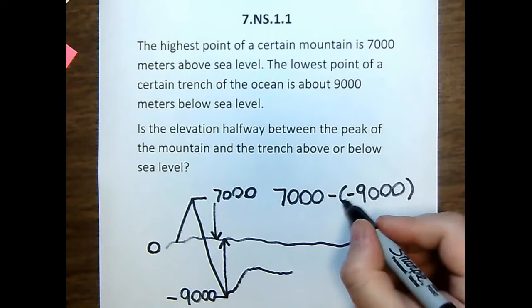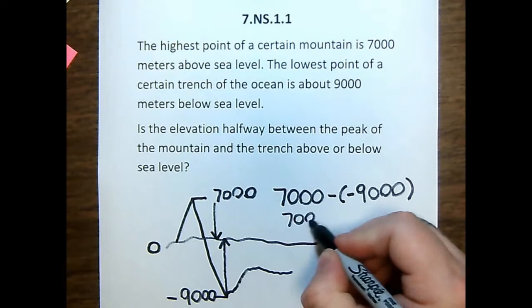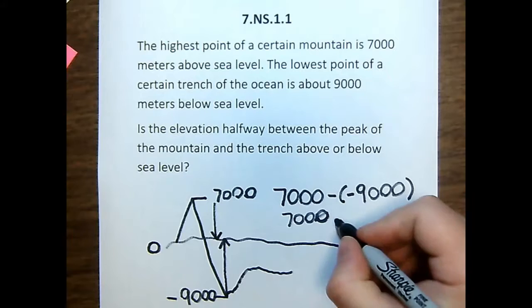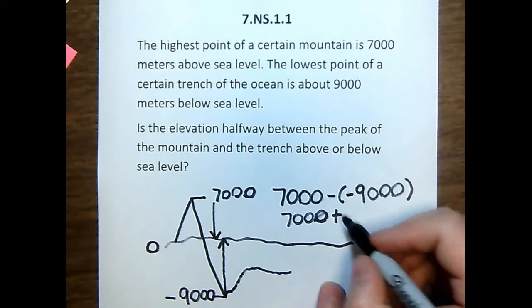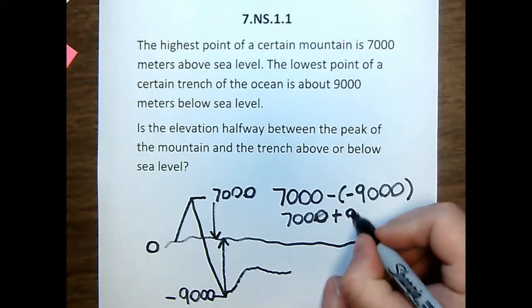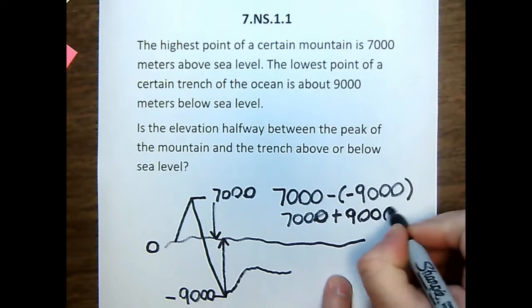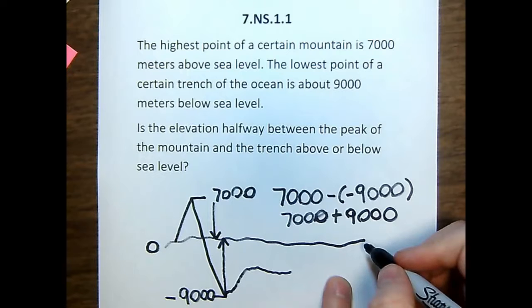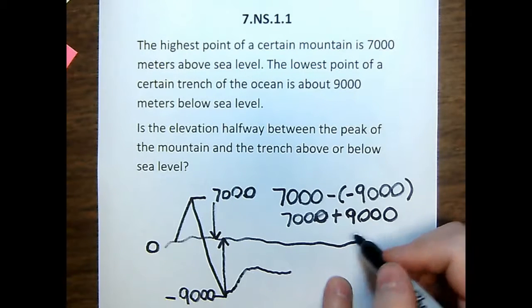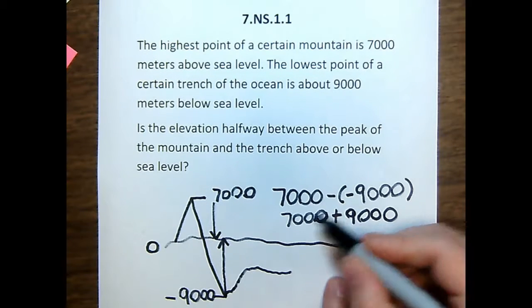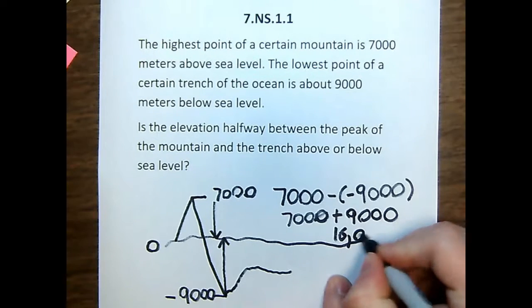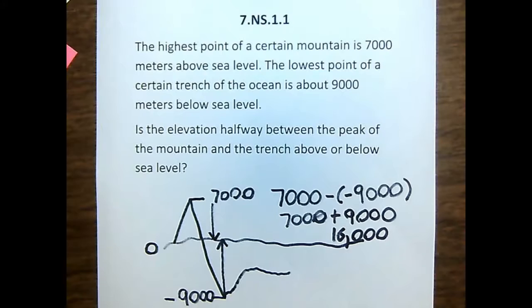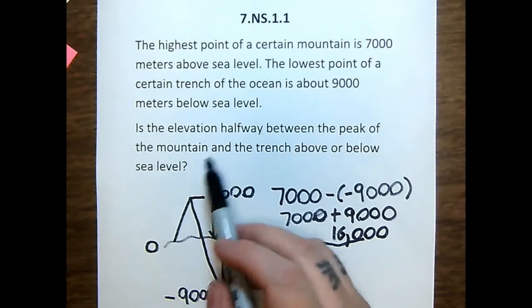Okay, and just like before, we know that when two negatives are next to each other, they make a positive when we're adding, or when we're combining them, excuse me, and we're going to add that to 9,000. Okay, 7,000 plus 9,000. We just know 7 plus 9 is 16, and then we'll add 3 zeros, so we have 16,000.